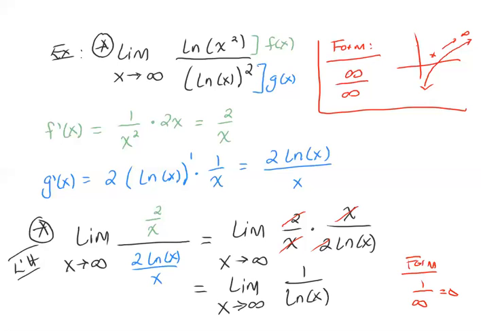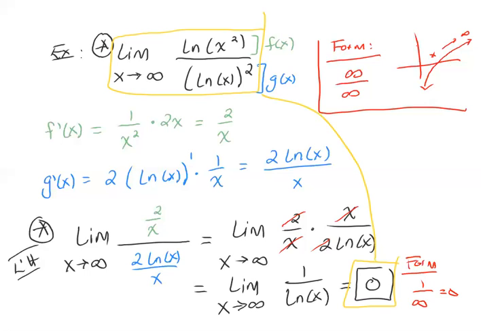Therefore, I can evaluate this limit. Limit as x approaches infinity of 1 over natural log of x is 0. Therefore, the limit as x approaches infinity of this original function, natural log of x squared over natural log of x quantity squared, is equal to 0. All right. So we saw one of the infinity over infinity forms there.